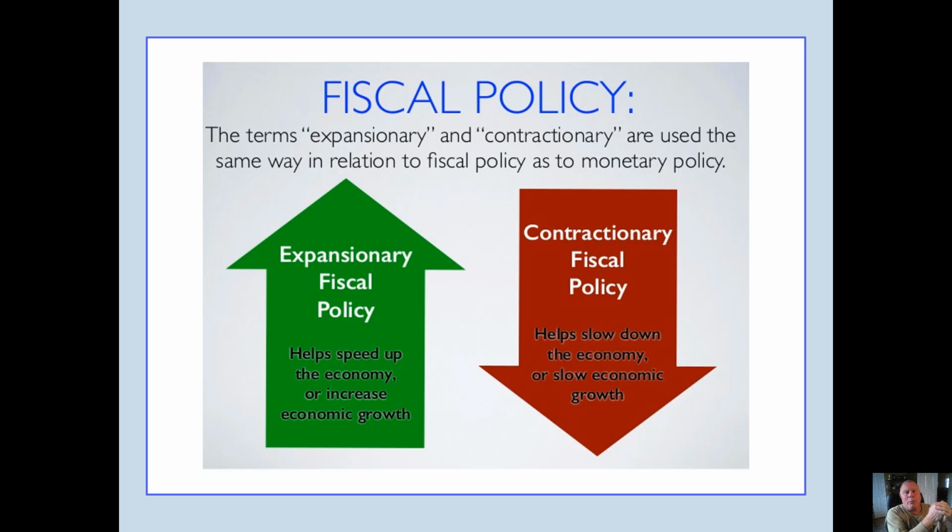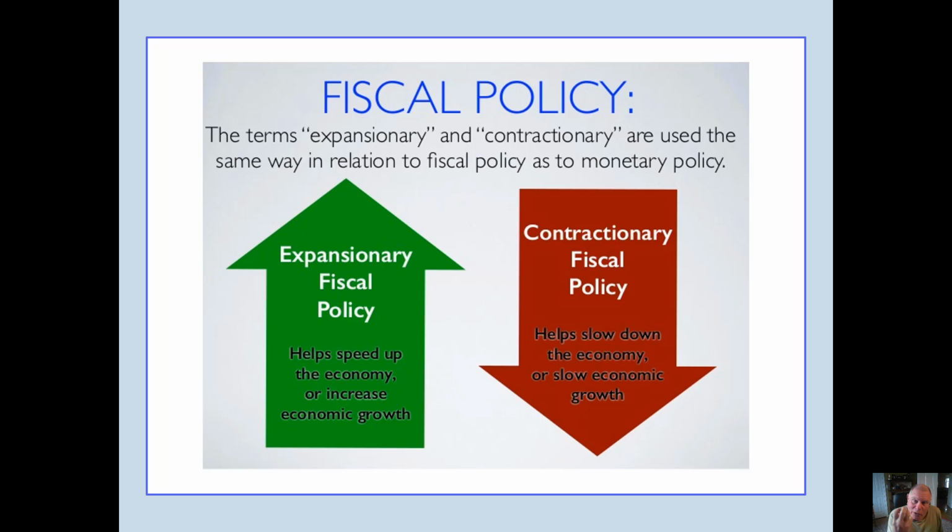Now that we've talked about monetary policy, let's move to fiscal policy. And that's how the government spends money and raises money. The terms expansionary and contractionary are used the same way in relation to fiscal policy as monetary. If it's expansionary fiscal policy, it helps speed up the economy or increase economic growth. Contractionary fiscal policy slows things down and slows economic growth. Now, if you're trying to manage inflation, you want to do that. But if you want to create jobs and low unemployment, you need to have a little expansion.